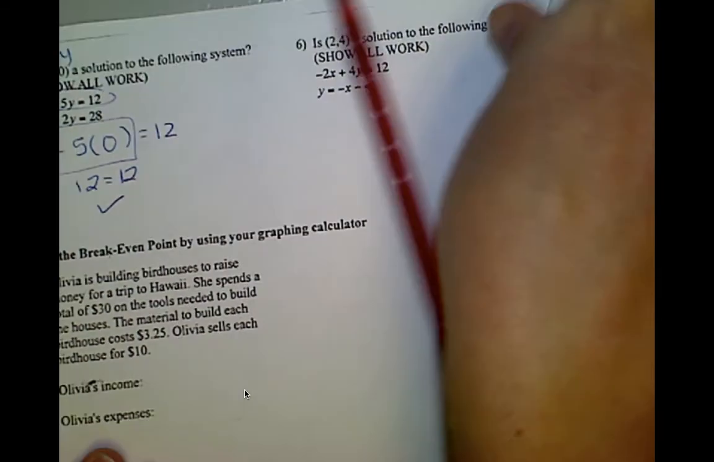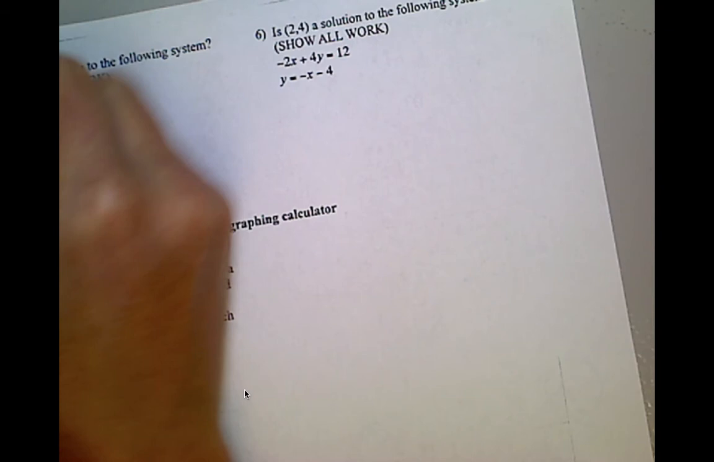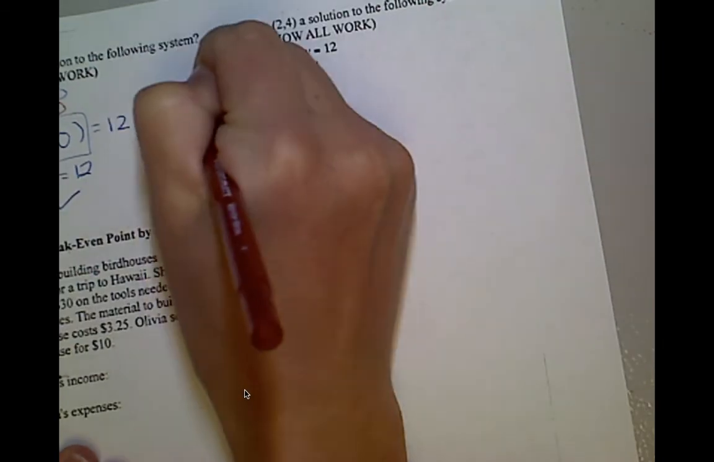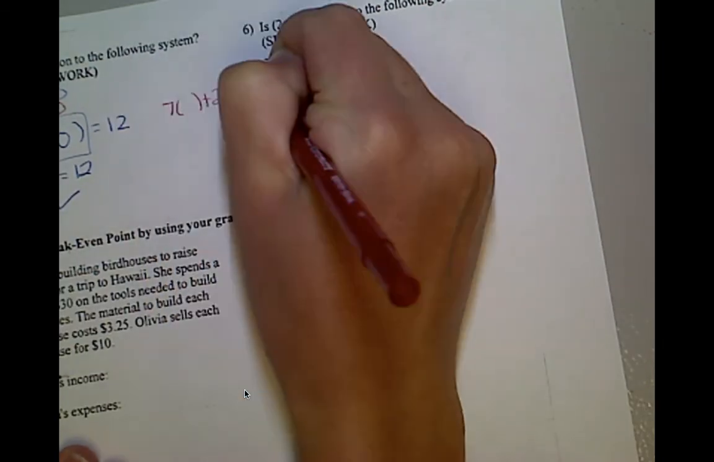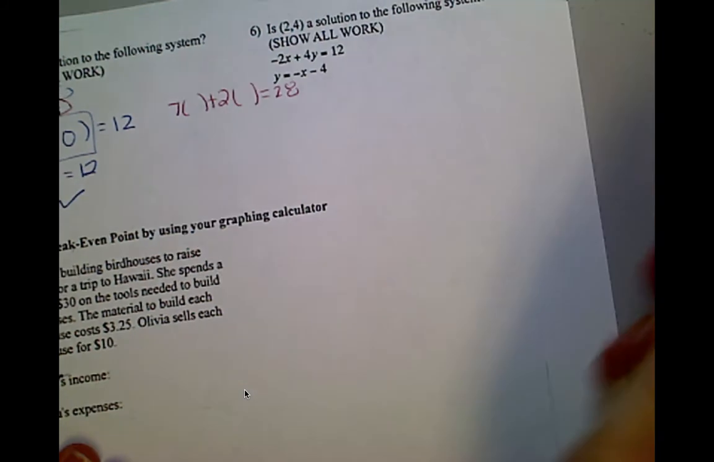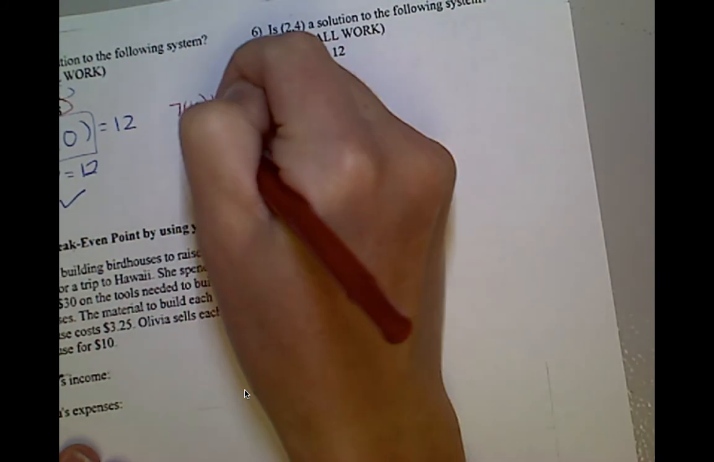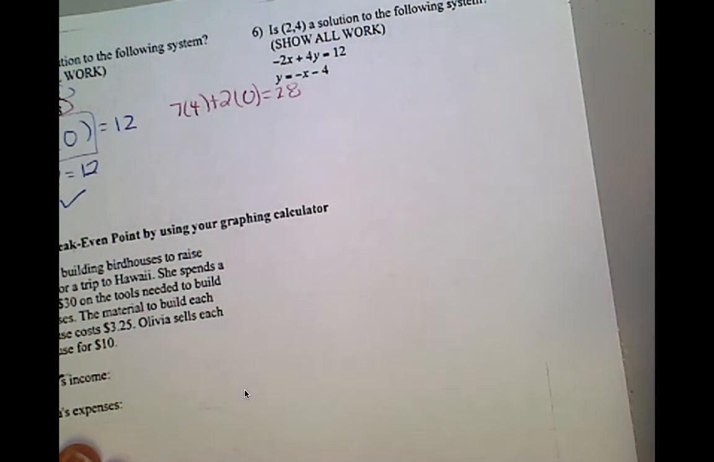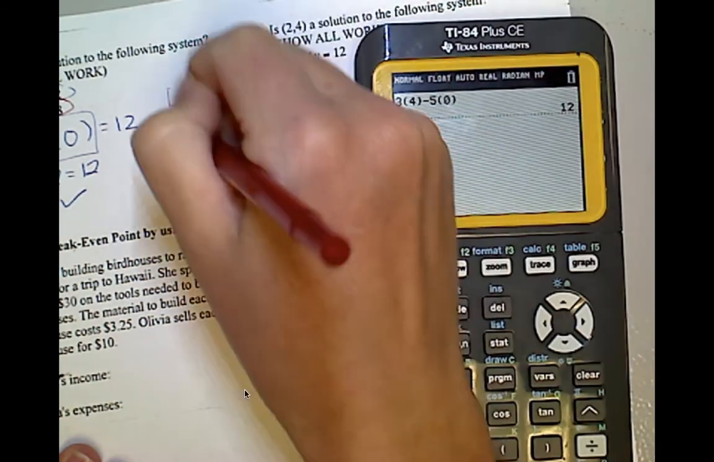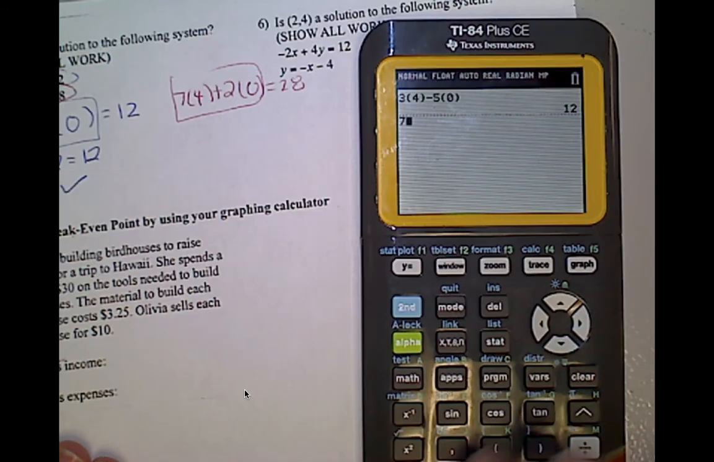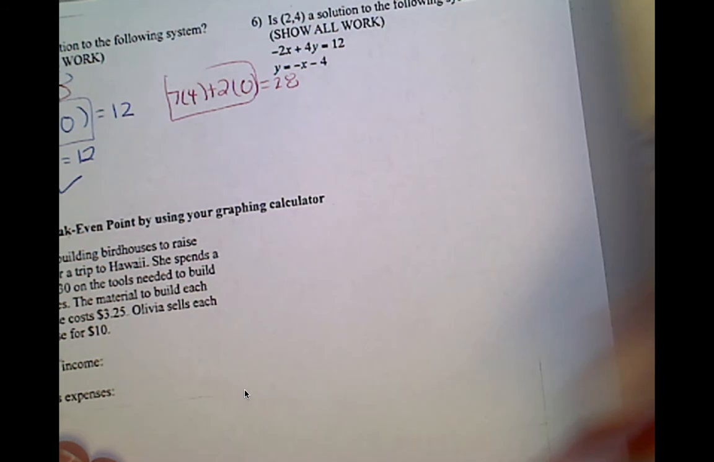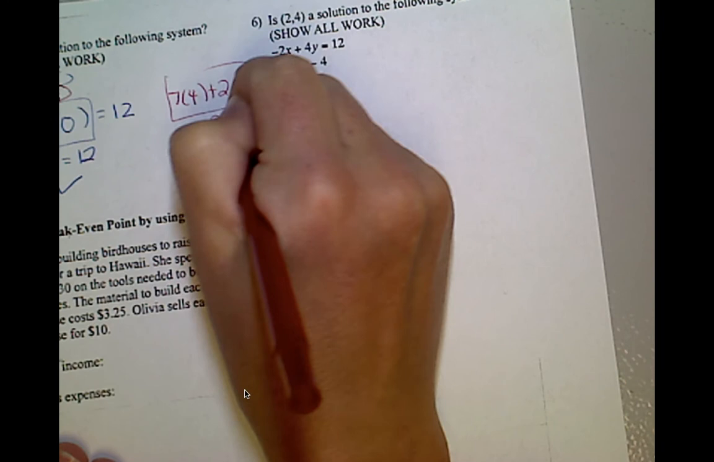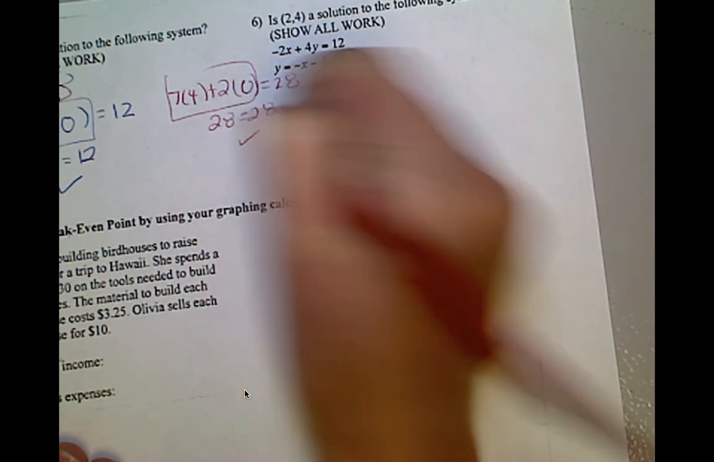All right, next piece right here. Doing this part in red. 7 times something plus 2 times something should equal 28. So I'm going to replace x with a 4 and y with a 0. When I type this in my calculator, because this is all numbers, 7 times 4 plus 2 times 0 gives me 28. Since 28 equals 28, I know I'm good to go.